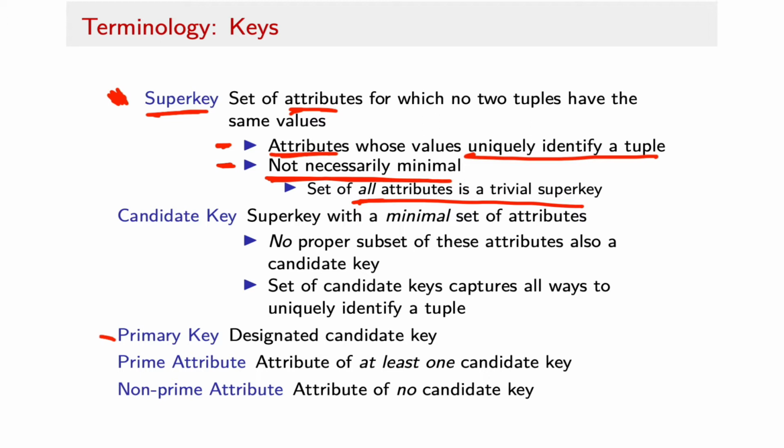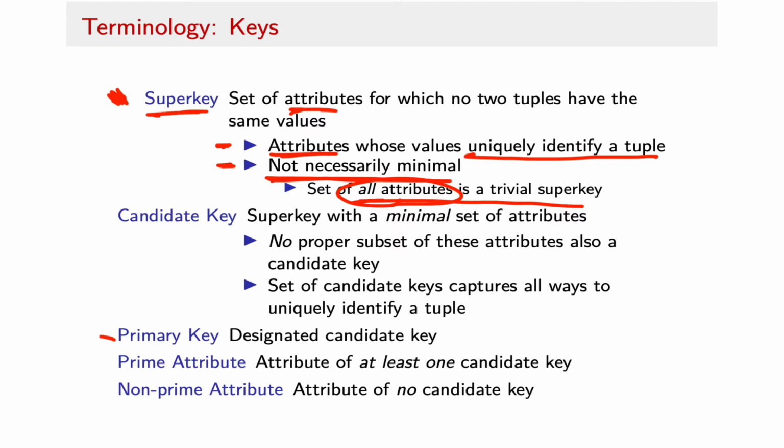So trivially, we can use all of the attributes as a superkey. But that's not really very interesting, right? We're basically saying we can uniquely identify a tuple by giving the tuple. Well, okay, that's fine, but we're not really getting any bang for our buck there.